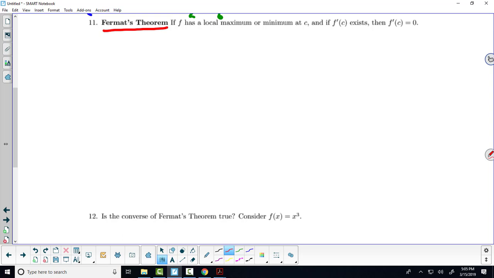Be careful, those of you who know your math lore: this isn't Fermat's famous last theorem. This is just another math theorem. It's not the famous one that was solved by Andrew Wiles. So what does Fermat's theorem say?